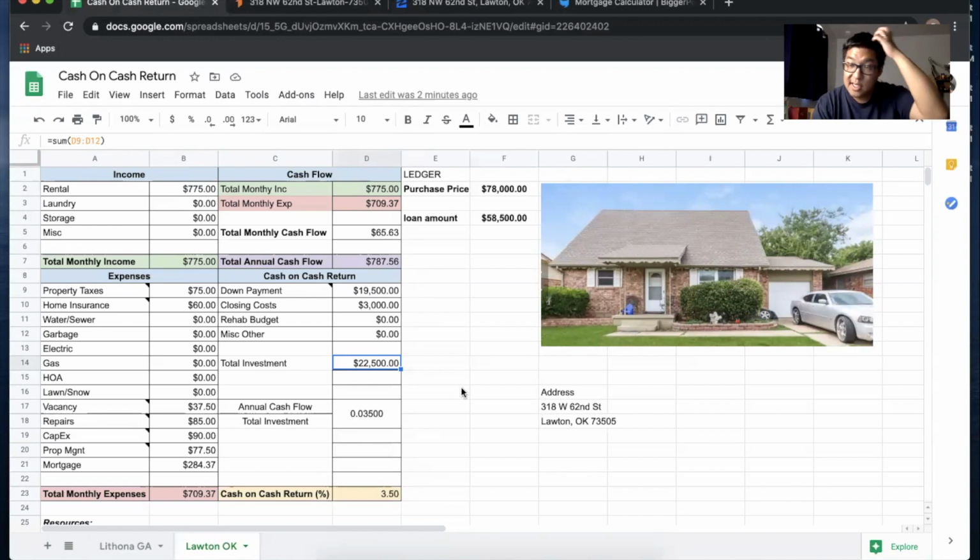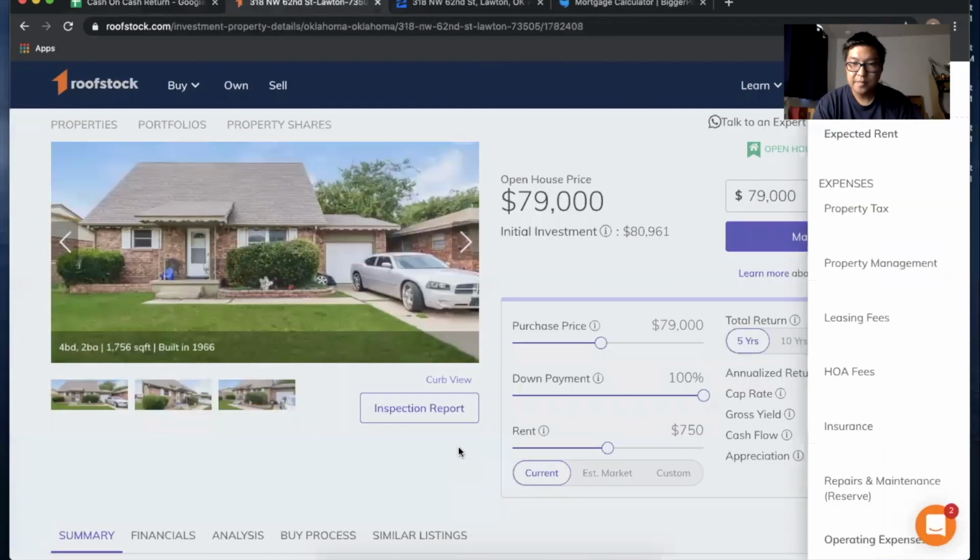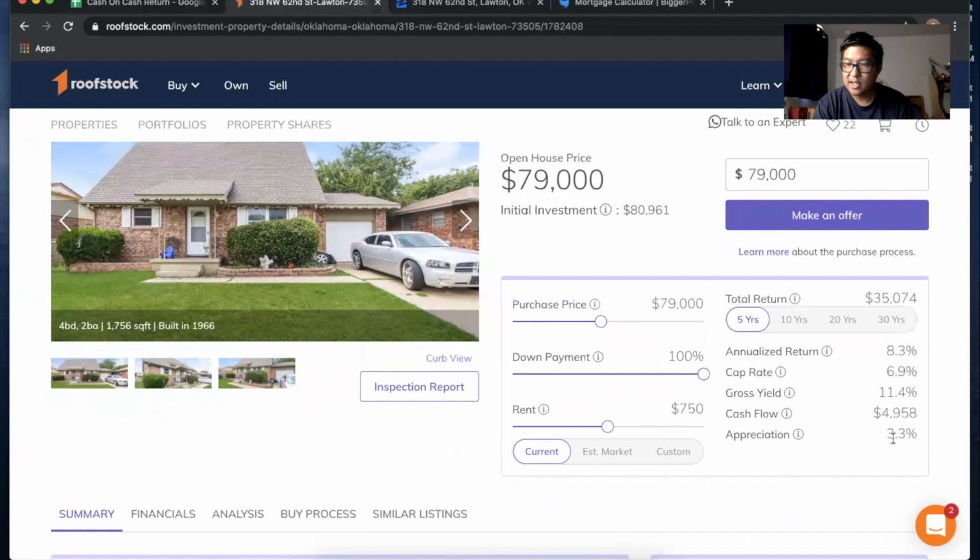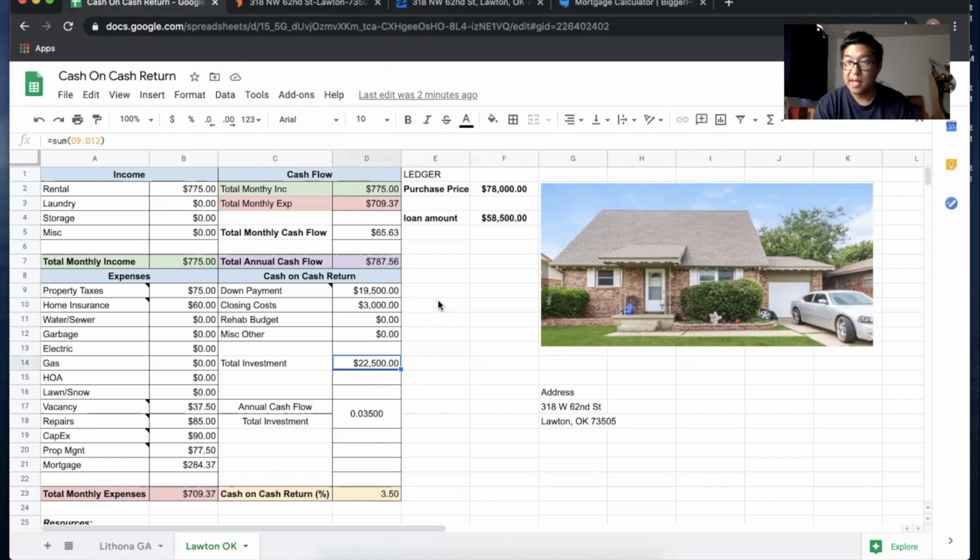Now, there's other things to consider. If you're into this property just for the cash flow, which is one of my goals, to get a good amount of cash flow. But you can see right here the appreciation of this property is 3.3%. So there's other avenues of getting money also. Not only are you getting money from the cash flow, but you can also get money from the appreciation of the property. So in this case, obviously, if you buy at $78,000 and then you sell it 10 years down the line, maybe it bumps up to maybe $90,000. You're making money on the appreciation.